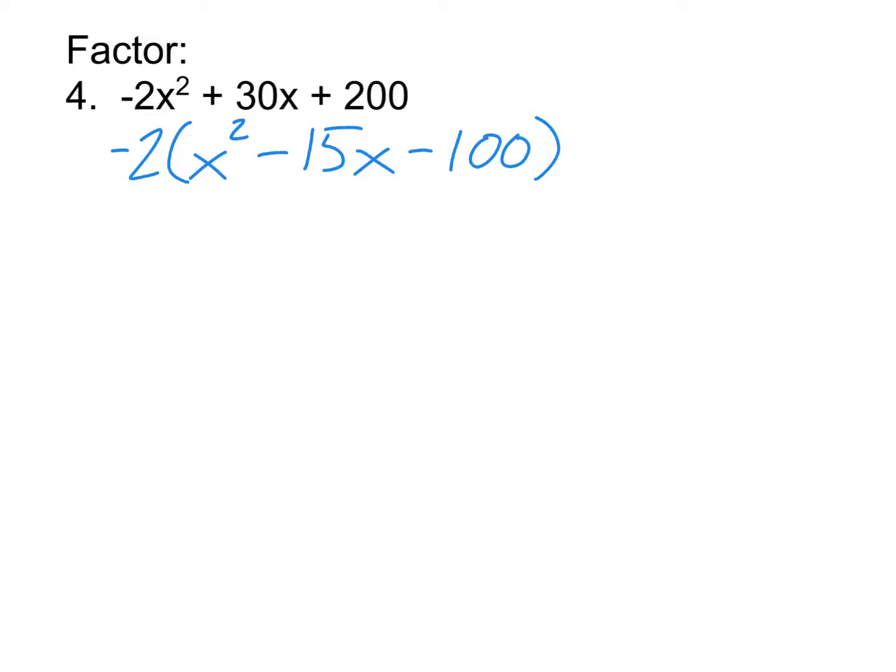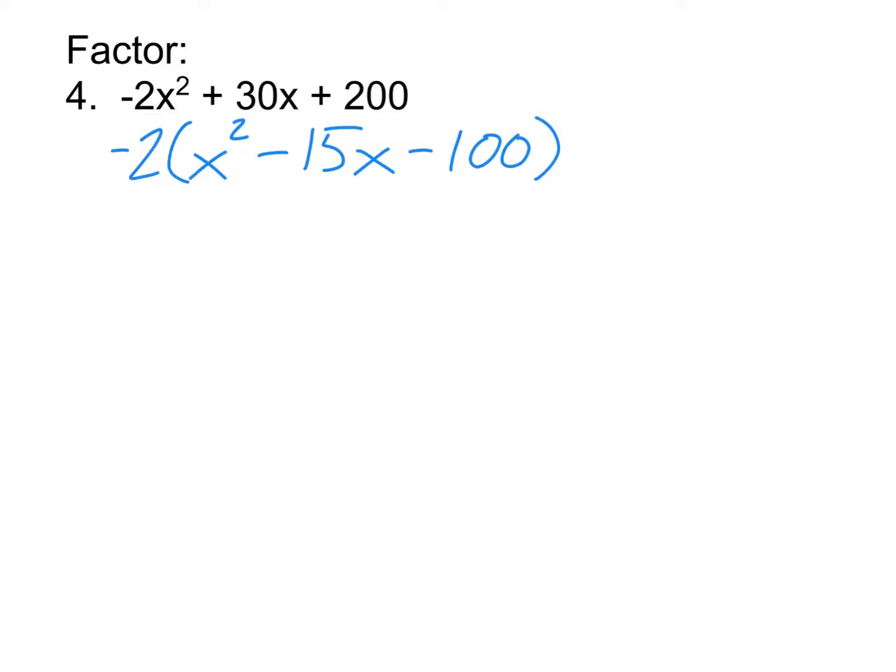When you divide out by that negative, it flips every single sign. All right, and having done that, we now can take a look at the resulting quadratic that's left inside. Can that one be factored? Are there two numbers that add to negative 15 and multiply to negative 100?